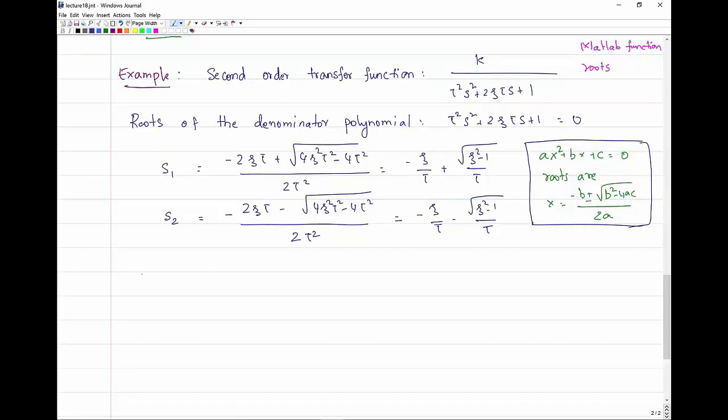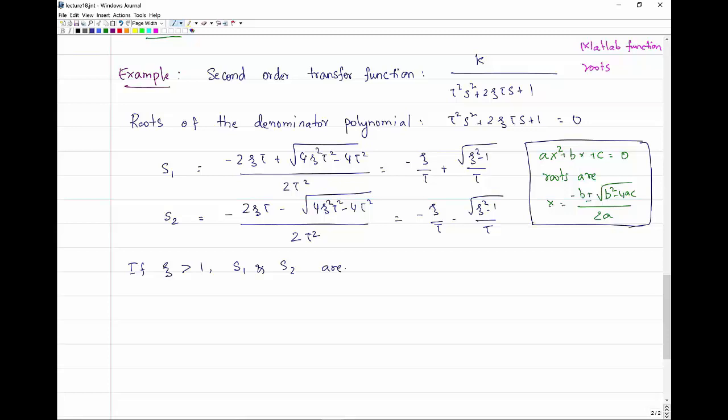Now we've obtained these roots using the standard formula for solving a second order polynomial equation. Remember that it is possible to express only the solutions of only first and second order polynomial equations analytically. If you have a higher order polynomial equation, it is simply not possible to derive an analytical expression. Instead, you have to use the MATLAB function roots.